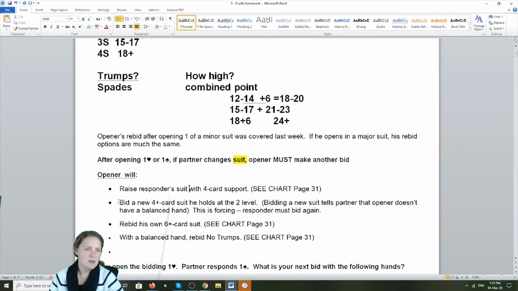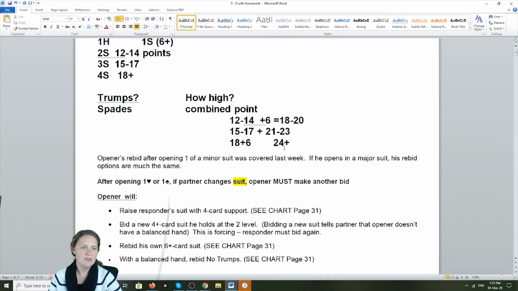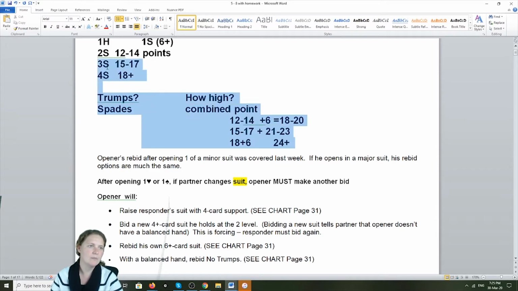Now, the next one's a bit confusing. Bid a new suit if he holds at the 2 level. What on earth does that mean? Basically, we now look at the other suits that partner has. If they've got another 4 card suit they can bid and they don't have a fit with their partner, their job is to bid that one.